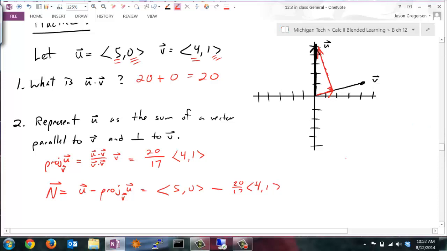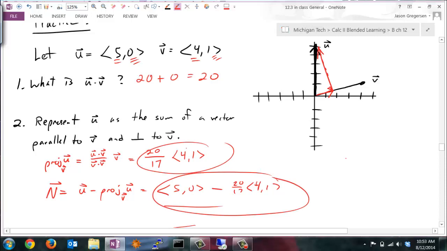If I take this thing plus this thing, what should I get? u. Yep. Because this vector plus this vector get me this vector.